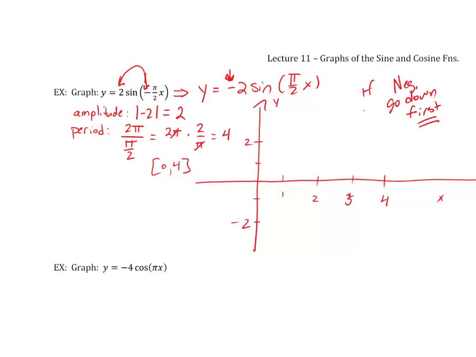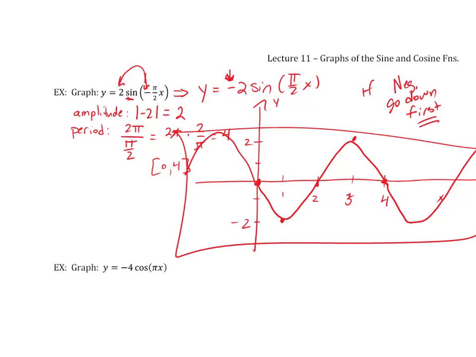That is, flip across the x-axis. So instead of going up to positive 2, I'm going to go down to negative 2, back up, and then up to positive and down. And I know I'm starting at 0 because I'm working with a sine function. So go down and back up. And then repeat that over and over that way. And there's your graph.